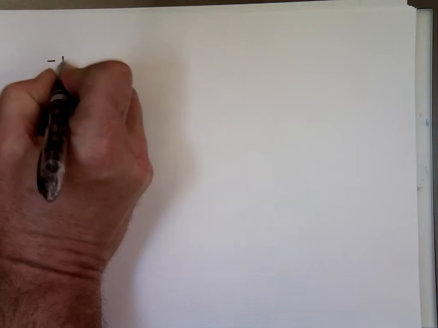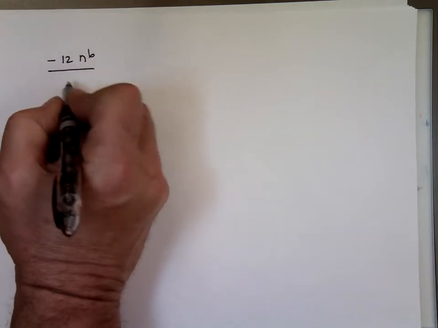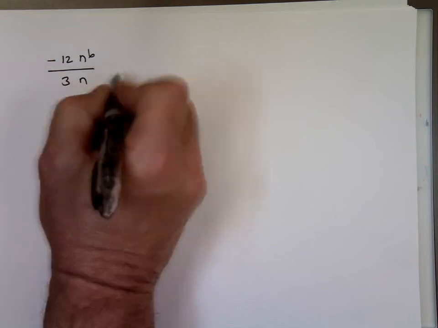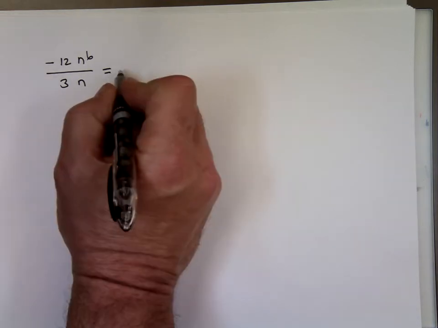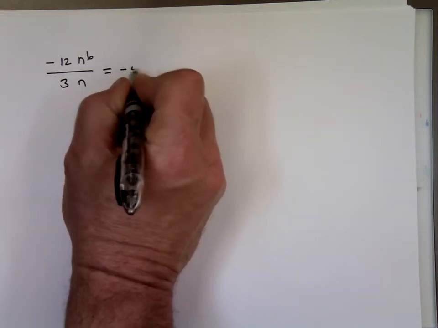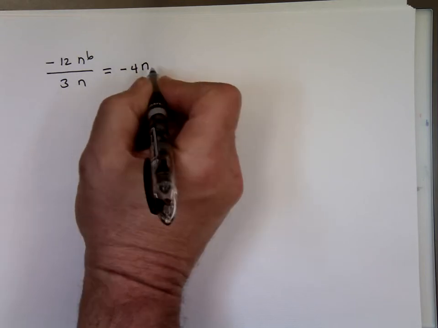Now let's try another one. Negative 12 n to the 6, I'll go back to an easier one, divided by 3 n. Divide the numbers, subtract the exponents. So what are we going to have? Negative 4 n to what power? Fifth.